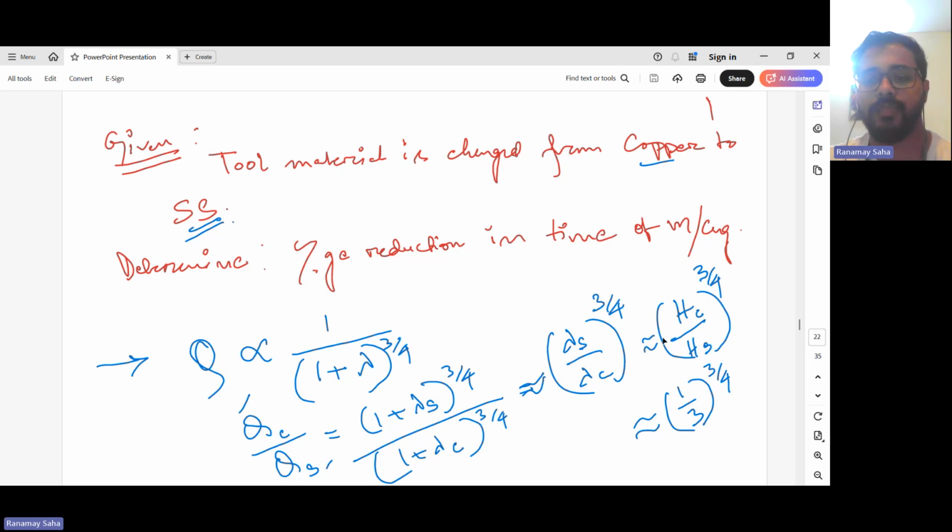That again equates to the hardness of copper to the hardness of steel to the power 3 by 4. You know that copper is a very soft, very ductile material, and its hardness is almost 1/3 that of steel. So just plugging in the value, you find that (1/3) to the power 3 by 4 is the ratio of QC upon QS.